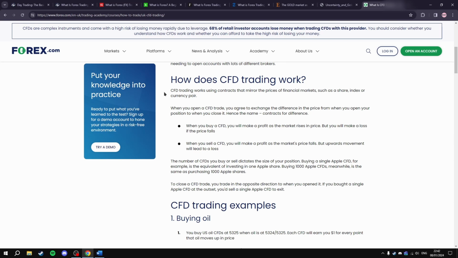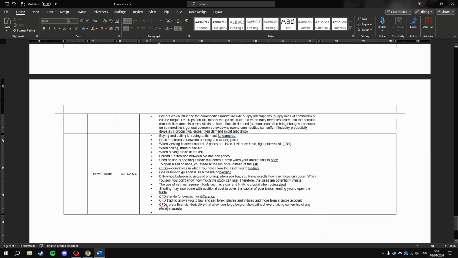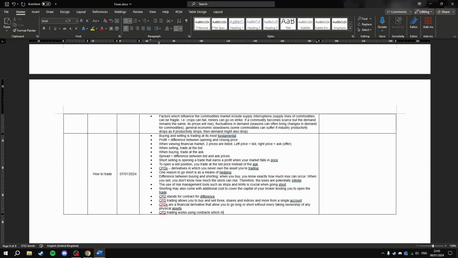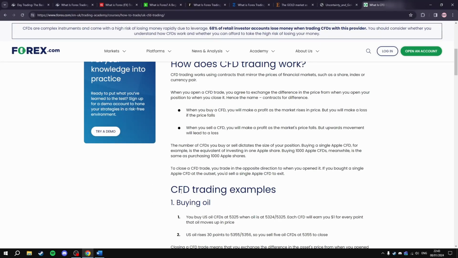How does CFD trading work? CFD trading works using contracts that mirror the prices of financial markets, such as a share, index or currency pair. When you open a CFD trade, you agree to exchange the difference in the price from when you open your position to when you close it, hence the name contract for difference.